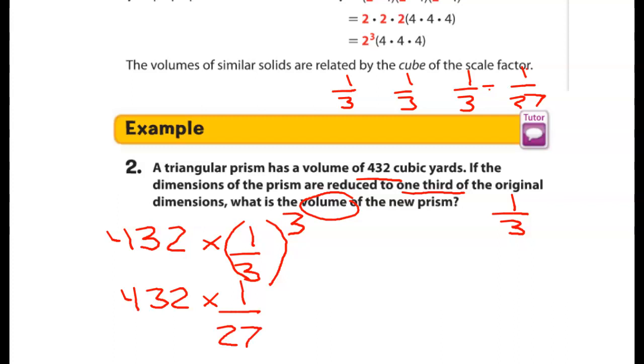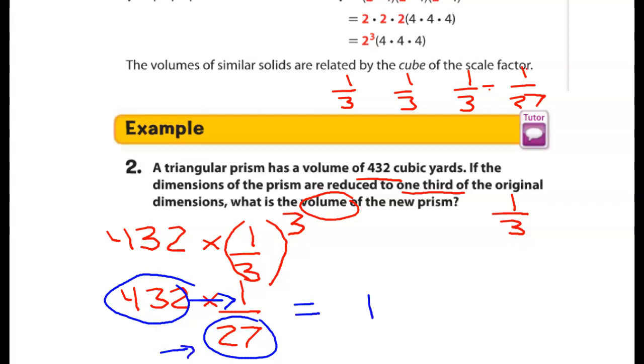The only thing that you guys need to do is take your 432 divided by 27, right? I guess you could do 432 times 1 and get 432, and then you do 432 divided by 27 because that's down in the denominator, and then you're going to get 16. They're dealing with yards, and you are dealing with volume, so you're going to want to cube that answer there.